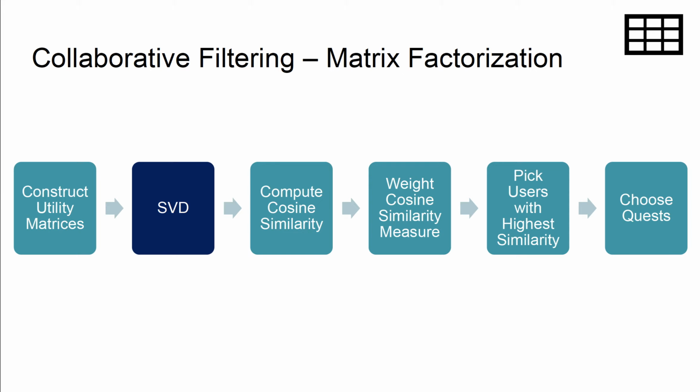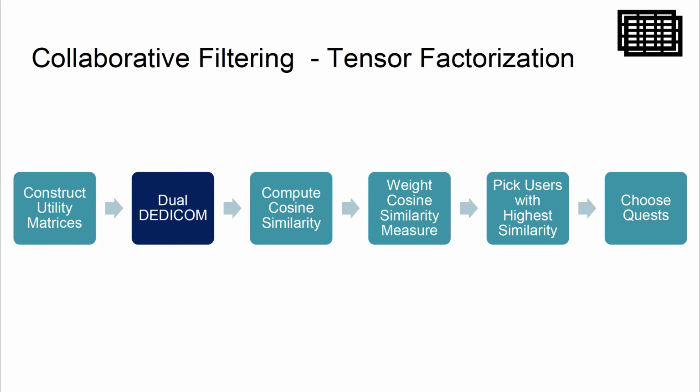So it takes your utility matrices with the raw data, and then after this SVD step, it converts it into really cryptic data, which you won't be able to understand, but the cosine similarity really benefits from. And in the third variation of the collaborative filtering algorithm, we use a different type of decomposition, dual decomposition, which instead of taking all of the matrices separately, takes the whole tensor as a whole and decomposes it in one step.